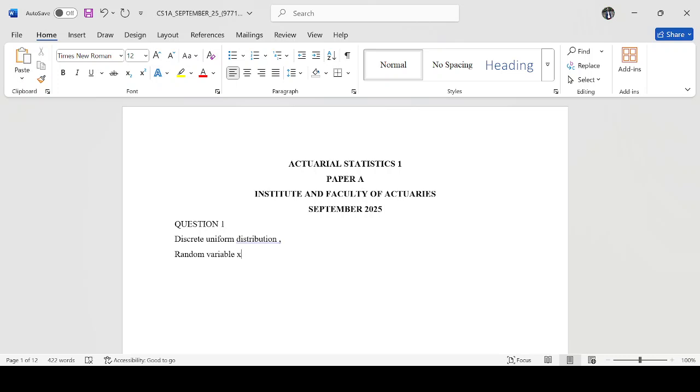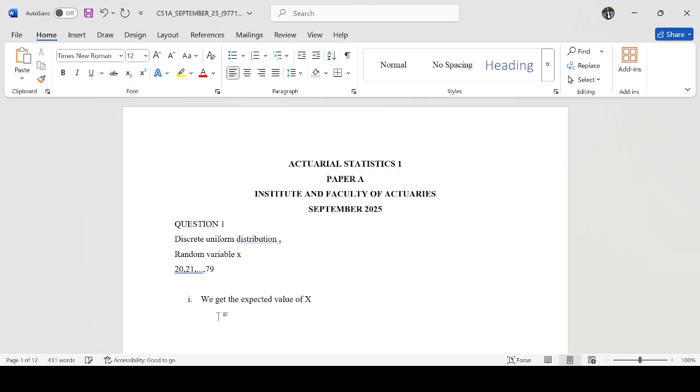Then you're being told that it has the numbers 20, 21 to 79. So that is our numbers. The first question is that you're being told to get the expected value of x.